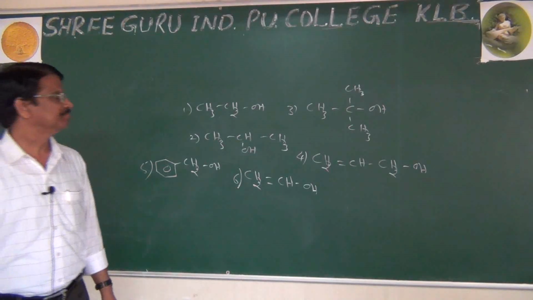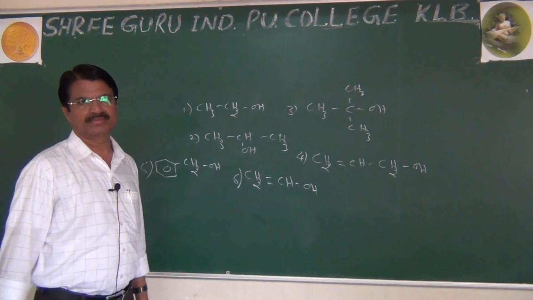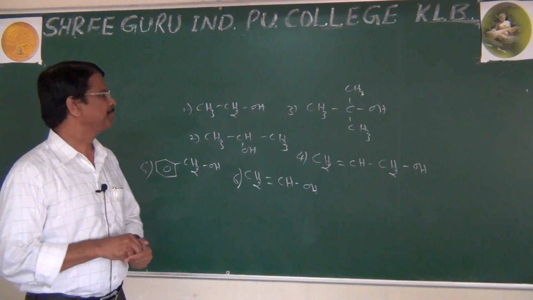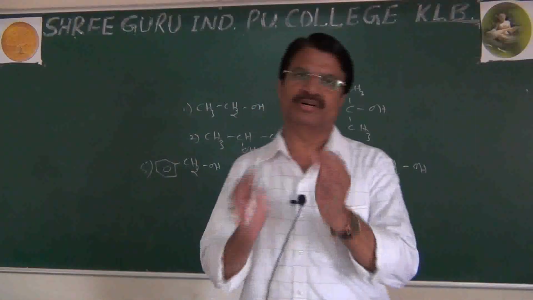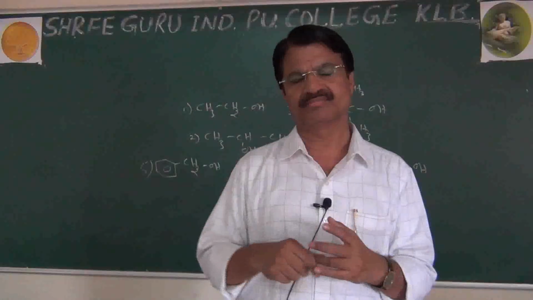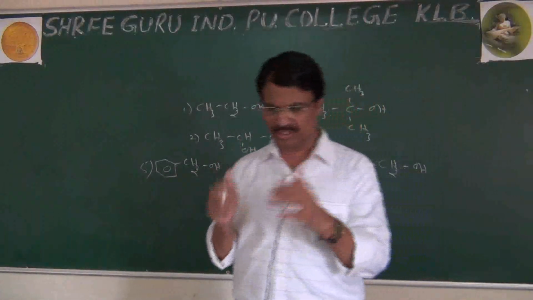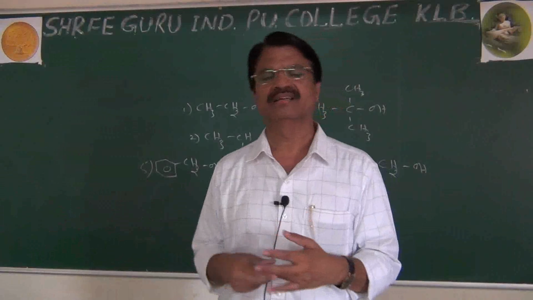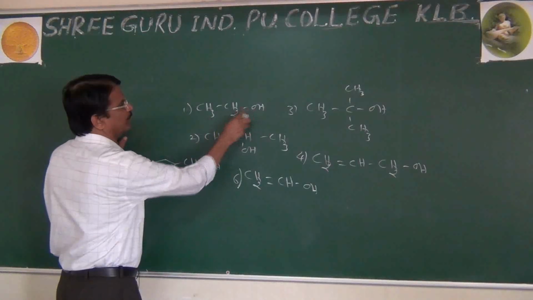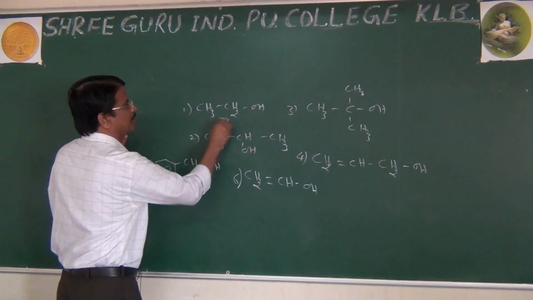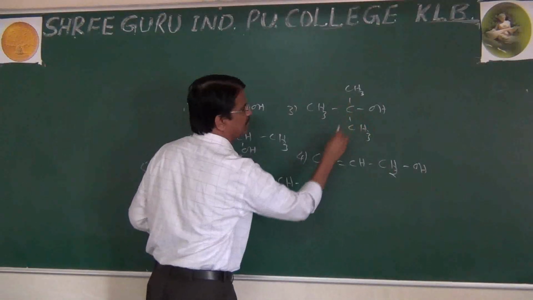So the first question is, indicate among these which are primary, secondary, tertiary alcohols. And how to identify primary, secondary, tertiary, that I also explained. If a hydroxyl group is linked with a CH2 carbon, then it is said to be primary. OH-CH group, secondary, and OH-C, tertiary. Therefore, according to this concept, OH-CH2 is primary alcohol, OH-CH is secondary alcohol, OH-C is tertiary.